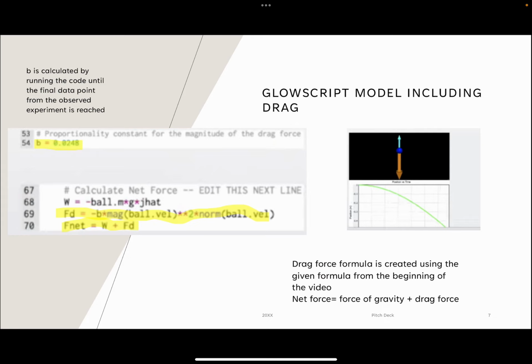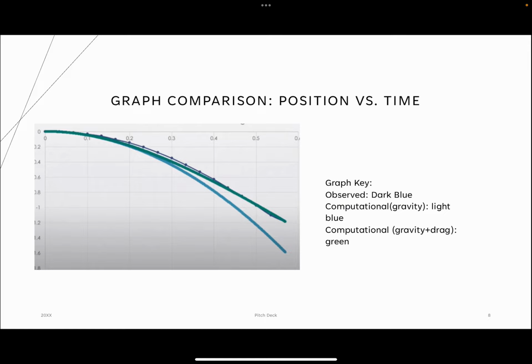Then I used the GlowScript model including drag. Only a few things were changed. I changed b, which I set equal to 0.0248. This b was calculated by running the code until the final data point from the observed experiment is reached. Then I had to change my formula for the net force. W stays the same, but I had to find an equation for the drag force. I used the drag force formula from the background information to set the variable Fd. Then I added that to W in the F net equation, so F net equals the gravity force and the drag force combined.